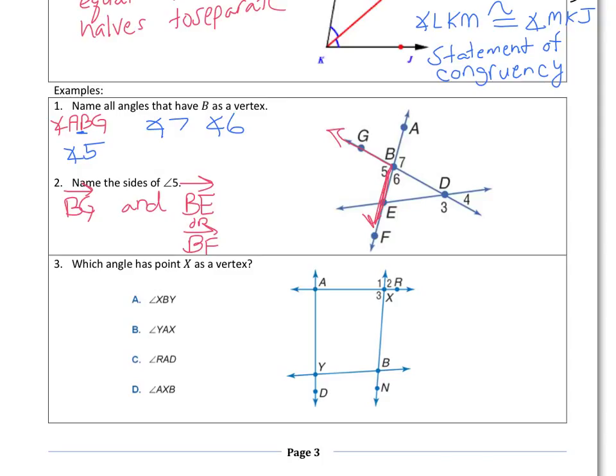And we can eliminate that even if we didn't look at the diagram, because if it had X as a vertex, you would see X in the middle position here. YAX, well, we can eliminate that for the same reason, so it must be angle AXB. Let's look at that angle, AXB. That would be this angle 3, and that certainly does have X as a vertex.